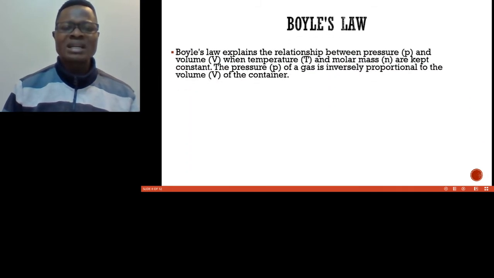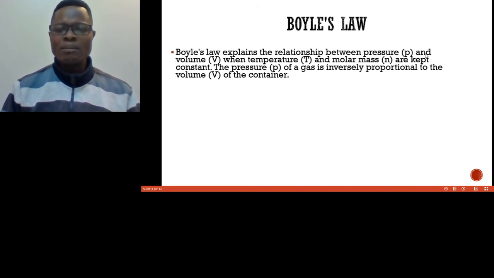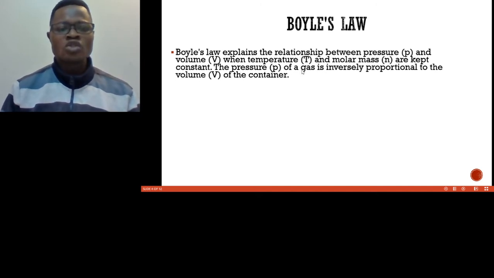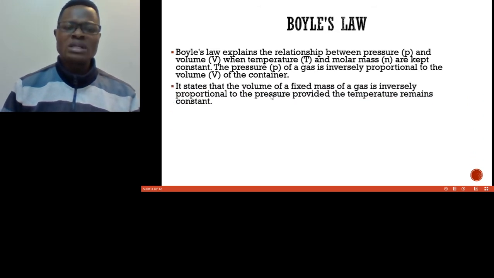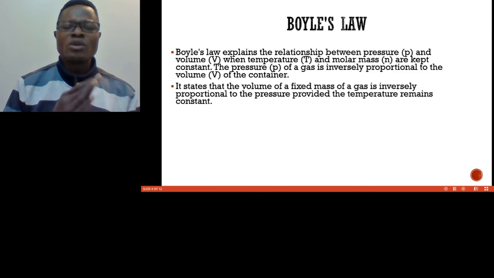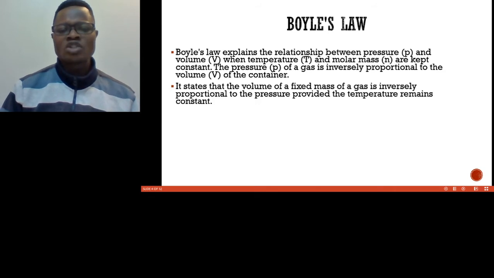So Boyle's law basically explains the relationship between the pressure and the volume when temperature and molar mass are kept constant. So the temperature and the molar mass of the particles are constant, and that is Boyle's law. Remember that the pressure of a gas is inversely proportional to the volume of the container. If we try to change the definition, you can say that it states that the volume of a fixed mass of a gas is inversely proportional to the pressure, provided the temperature remains constant.